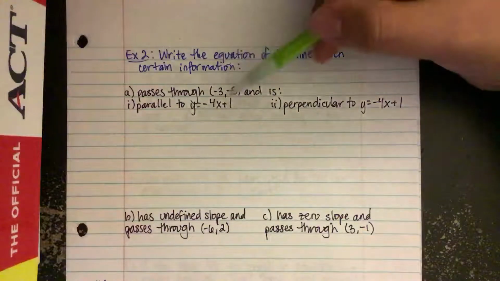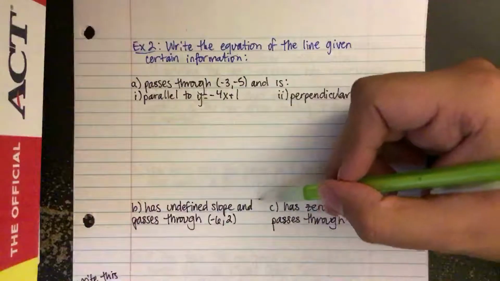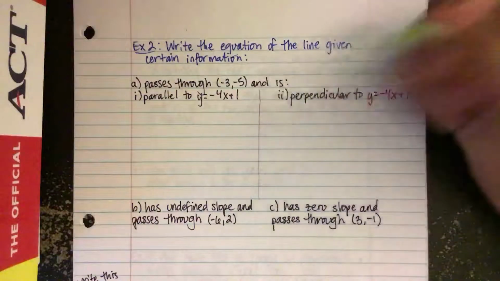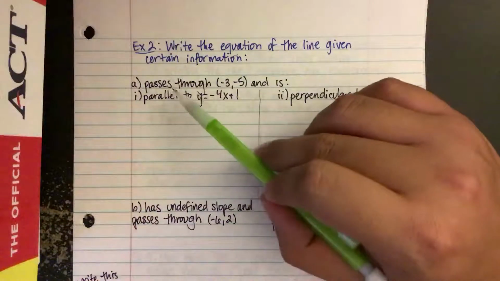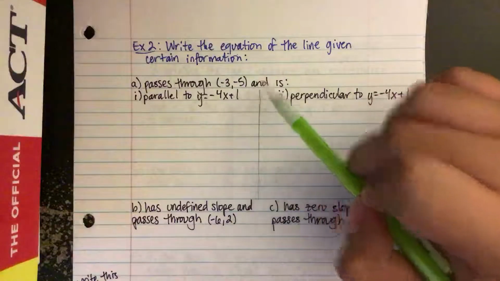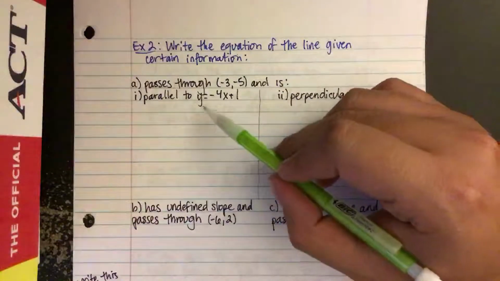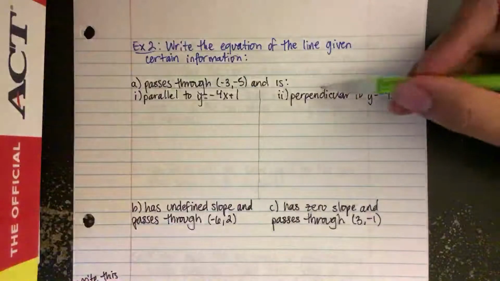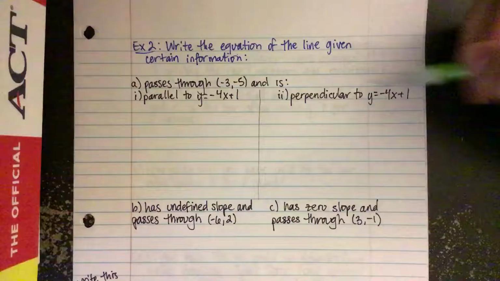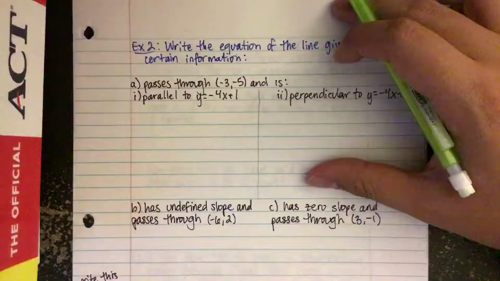Part A has two parts to it, so I'm actually going to just separate it. That way you know it has two parts to it. I want the equation of a line that's passing through negative 3 comma negative 5, and it's parallel, for one part, parallel to this line. And I also want it to be perpendicular to the same line. So I'm going to get two different equations here. Let's start with the parallel one.